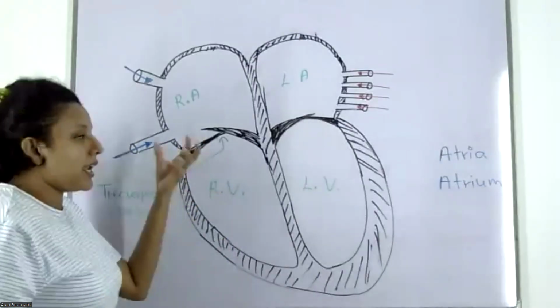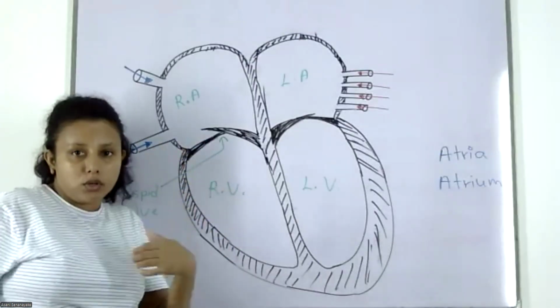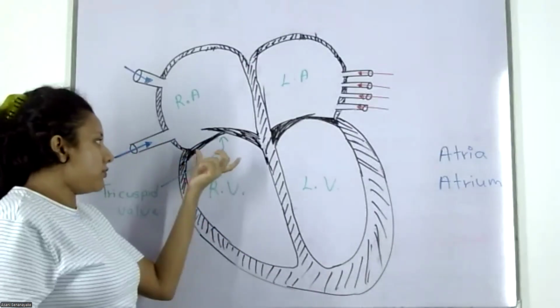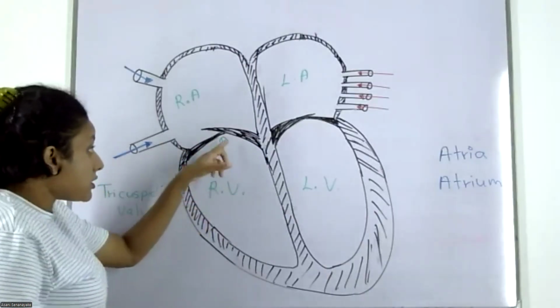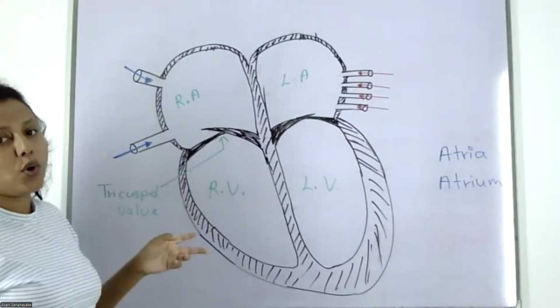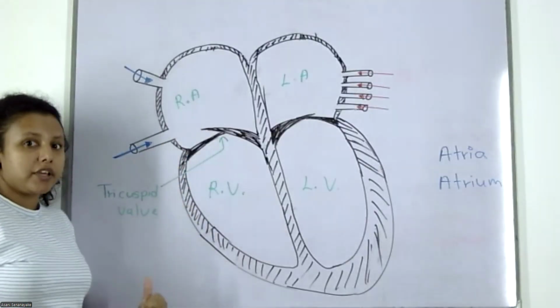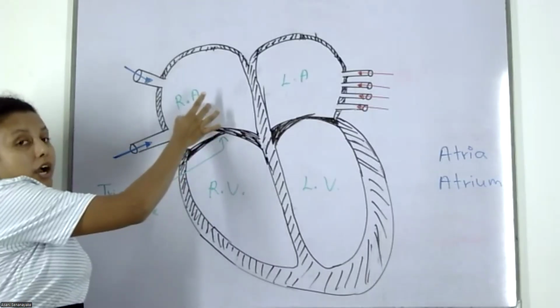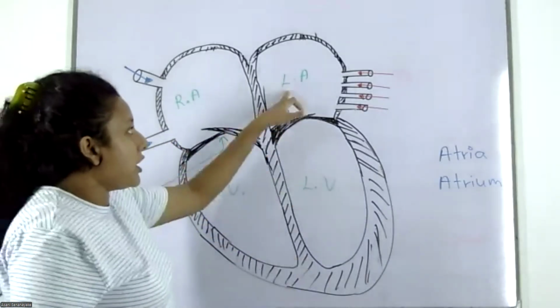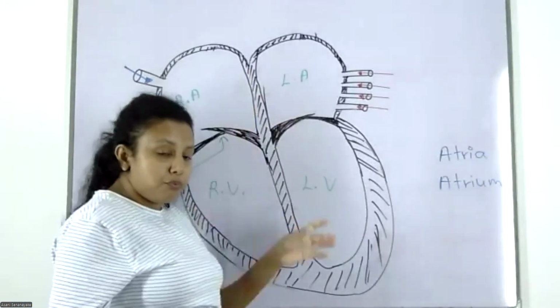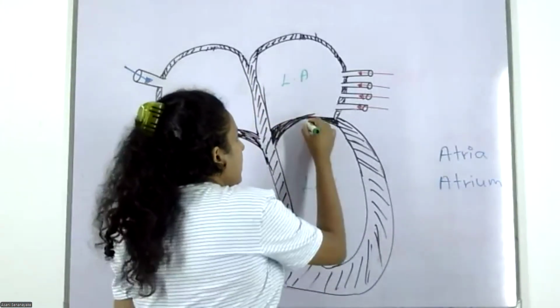So this is like a gate, like a door, open and close. The heart can open and close it when it wants. So this gate, or this valve, we call the tricuspid valve. The tricuspid valve is always between the right atrium and right ventricle. And between the left atrium and left ventricle, there is a valve again.